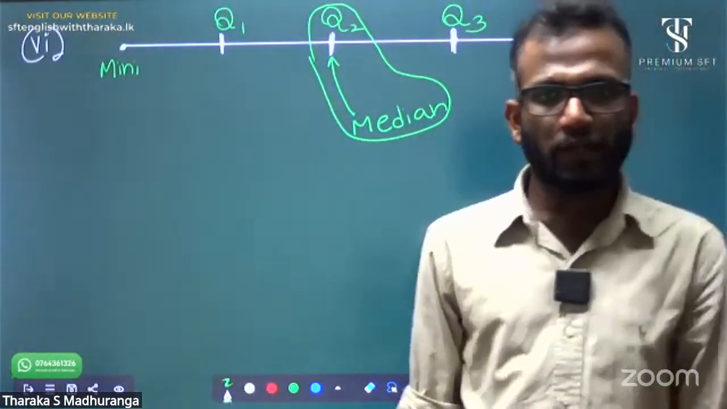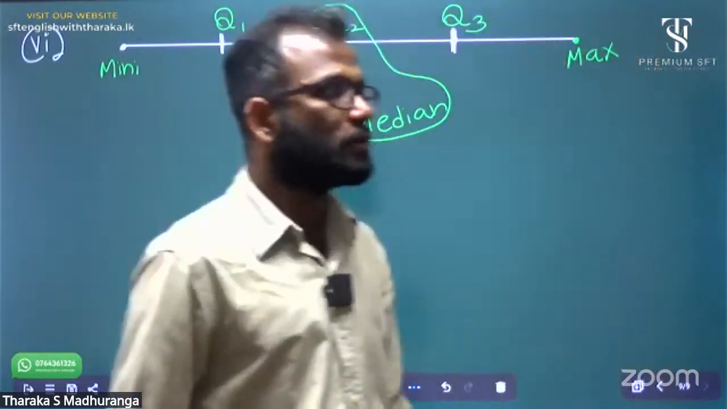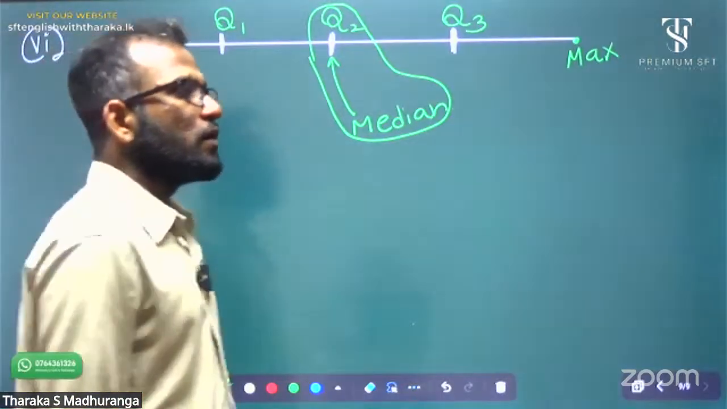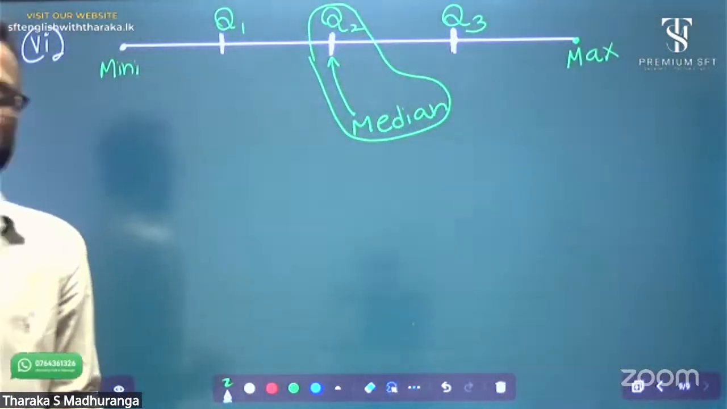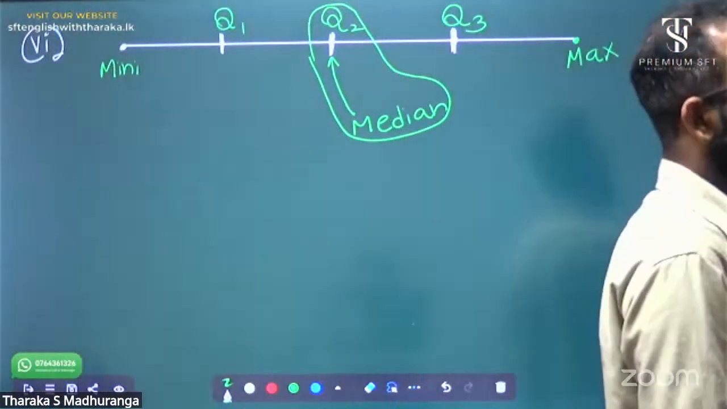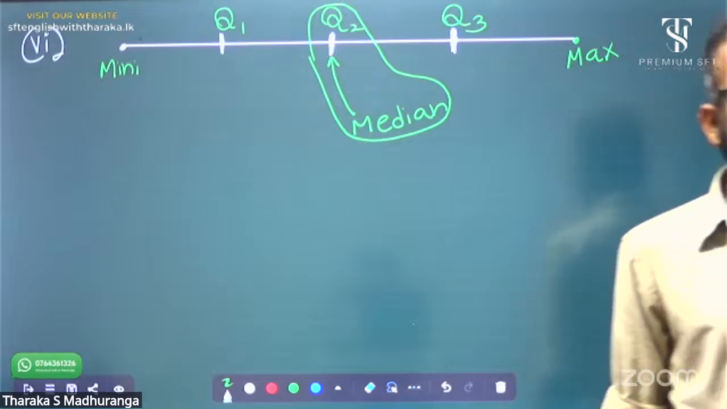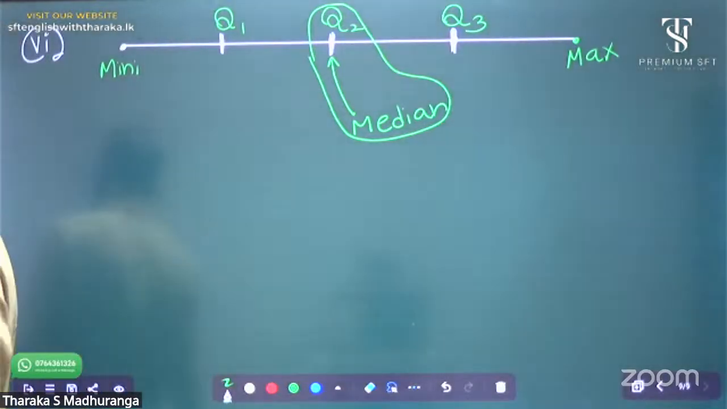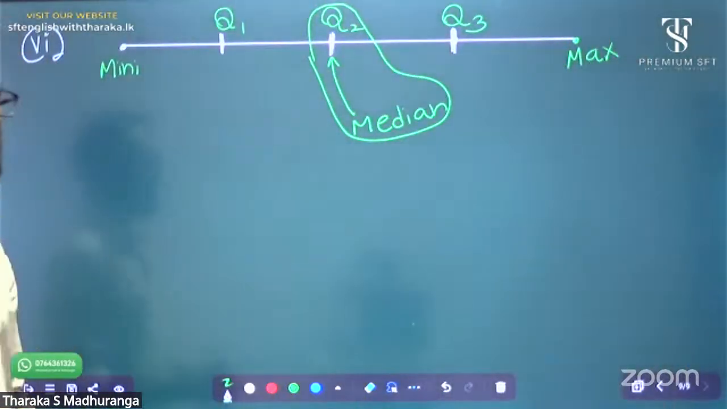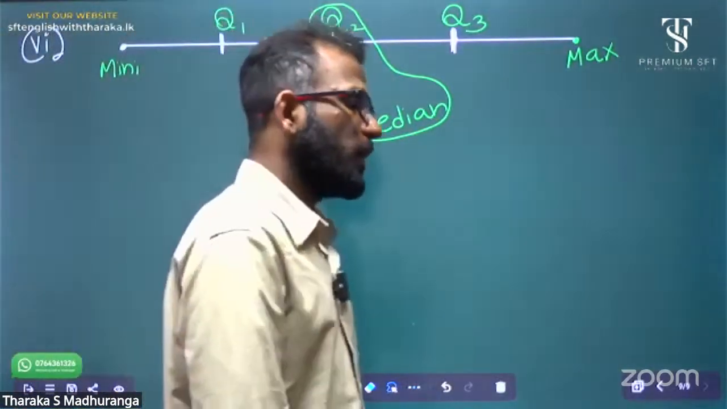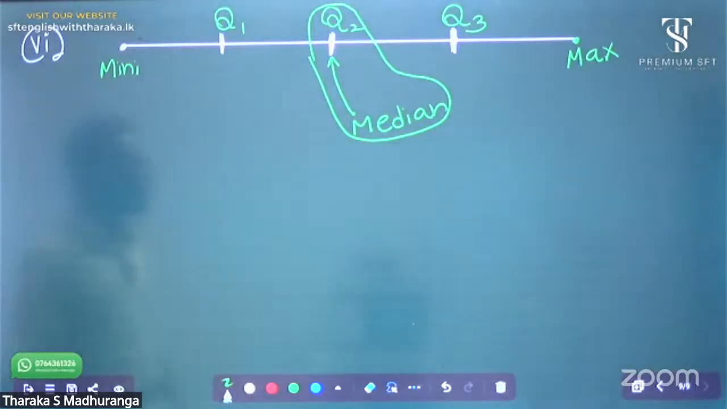Quartiles. Answer for question number 6. If the data distribution is cut into four identical parts, the cutting points are called quartiles.